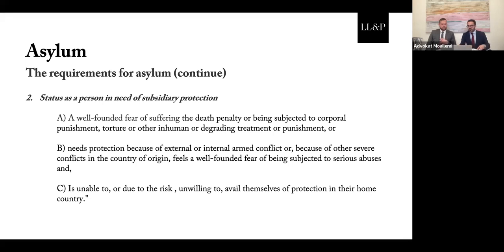What this basically means is you flee your home country because you fear for your life, and this could be for many different reasons, and you cannot receive help in your home country, so the police or the government cannot help you. These sort of cases could be asylum cases, and you can apply for a permit in Sweden.